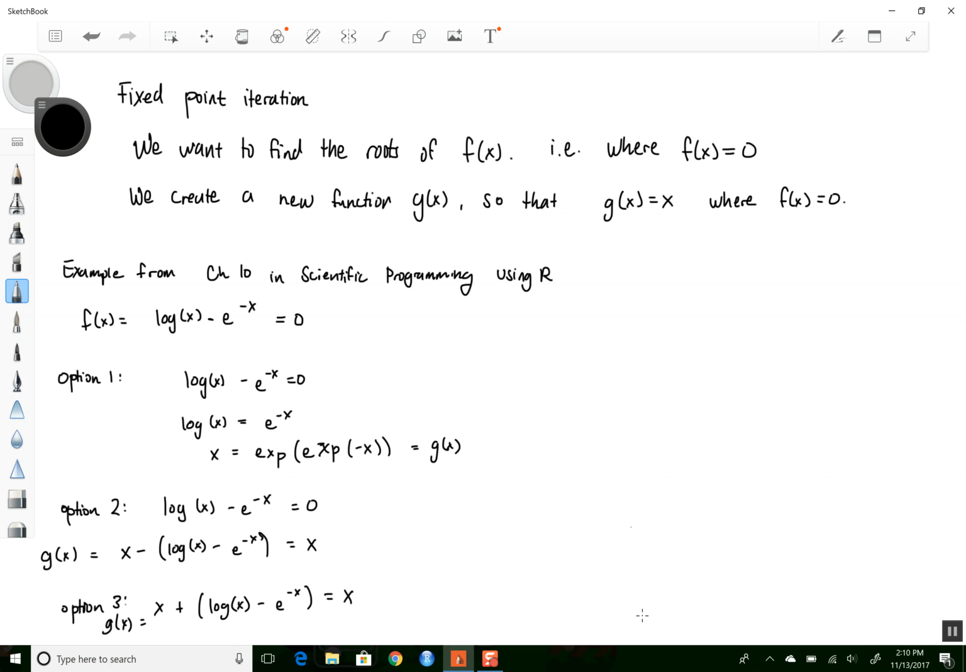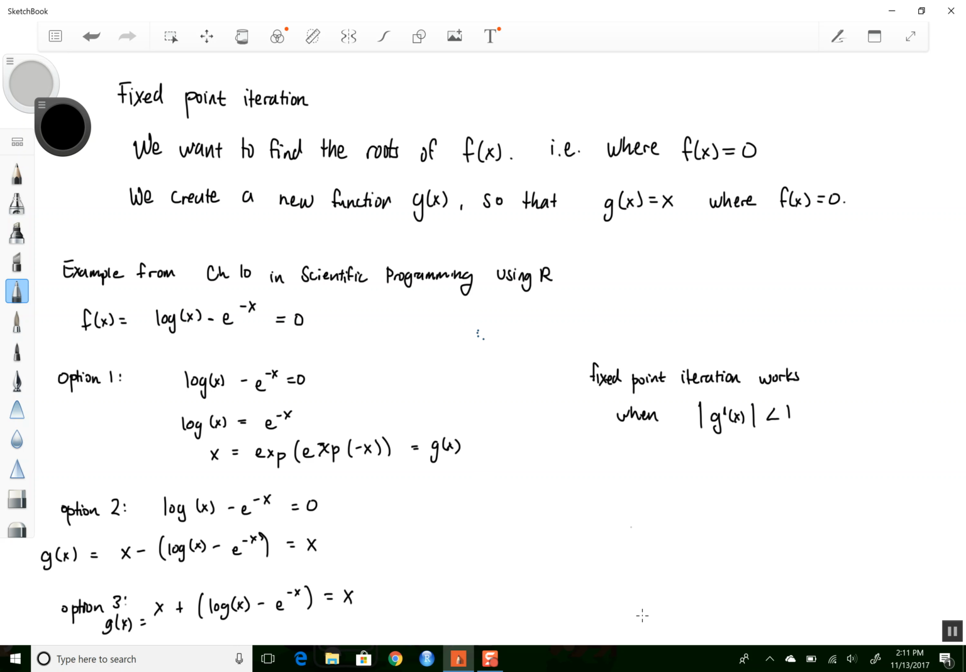Okay, so basically fixed point iteration will work when the slope at x is less than 1, actually. So the absolute value of the slope has to be less than 1.